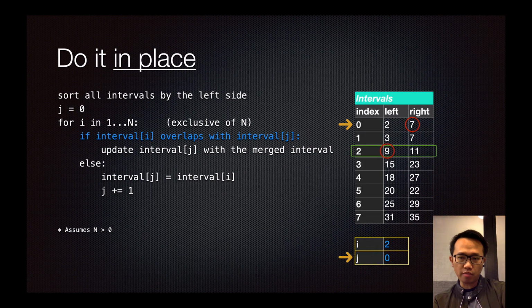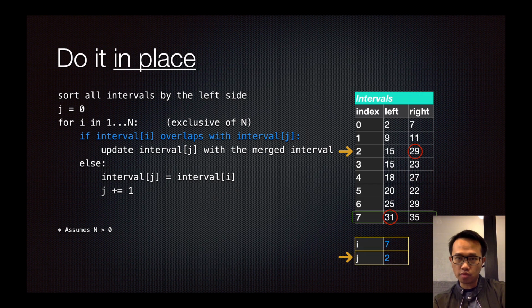Now i moves down by 1, and they don't overlap. And so you would push j down by 1 slot and copy interval i to the j slot. These two also don't overlap, and so you would move j down by 1 slot and copy interval i to the jth position. These two overlap, so you would stretch the interval j from 23 to 27 on the right-hand side. These two also overlap, but there's nothing to stretch here. And these two also overlap, and the right-hand side of interval j would stretch from 27 to 29.